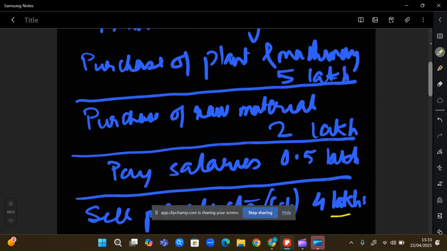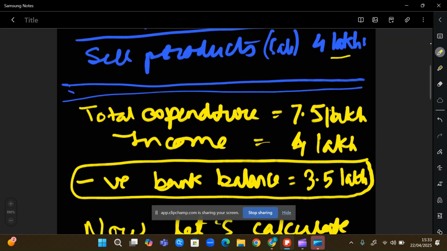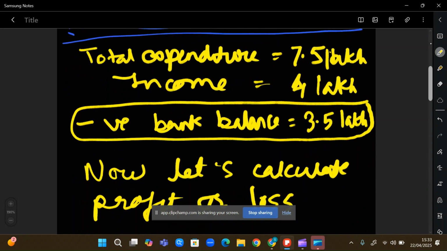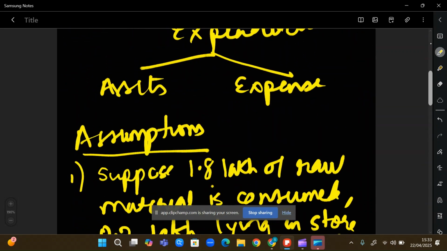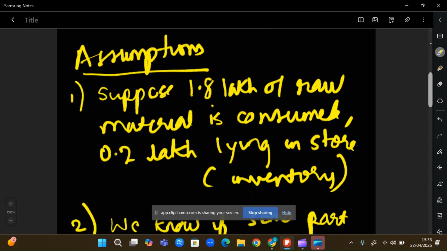So the total expenditure would be 5 plus 2 plus 0.5, that is 7.5 lakhs, while the income is the sale, that is 4 lakhs. So there is a deficit. It is showing a negative bank balance of 3.5 lakhs. Now we have to determine whether it is a profit or loss situation. Let's assume that 1.8 lakh of raw material is consumed and 0.2 lakh is lying in store.